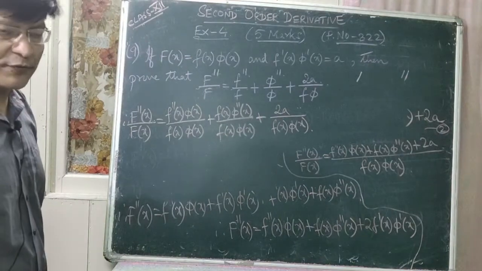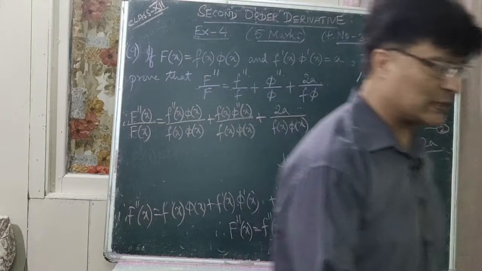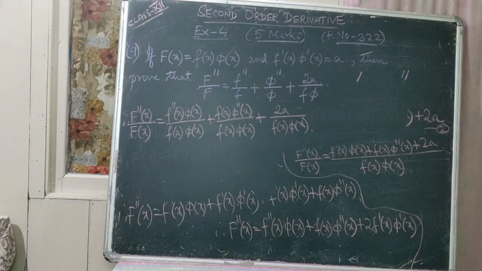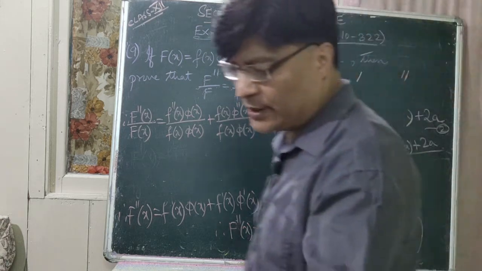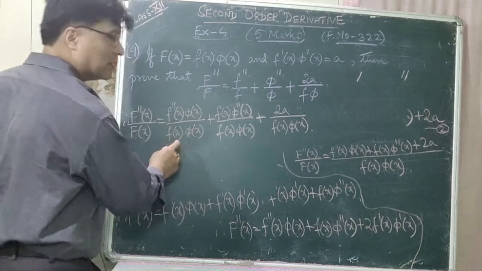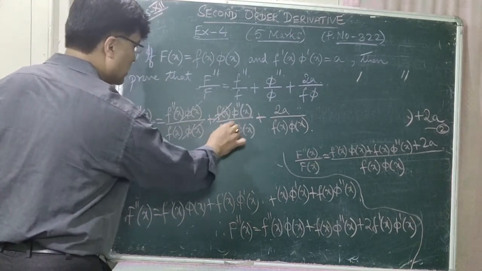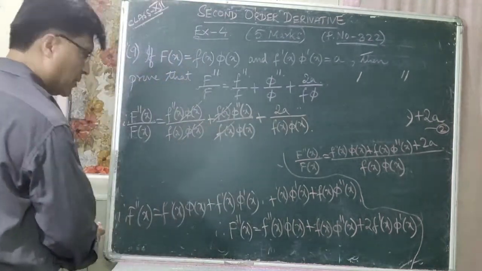Is that clear to all of you? I think you have understood it. So you can copy it. Now let's simplify it further. So let us simplify it further now. So here you can cancel the similar terms from both numerator and denominator. Phi of x gets cancelled. Here f of x. Okay.